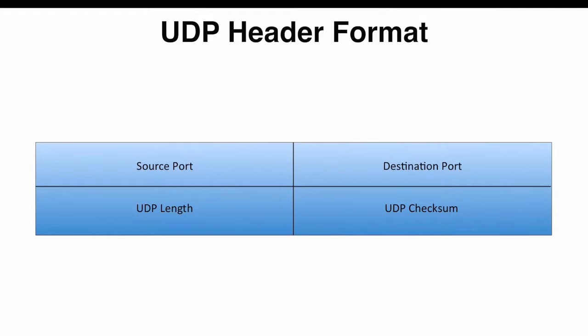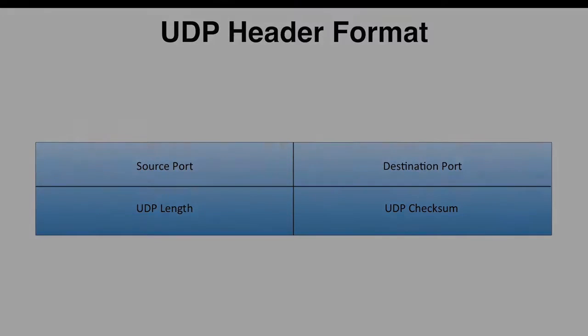We don't have many fields. We do have source and destination ports, much like the TCP header did. There is an optional UDP checksum, which can detect errors, and the other field is a length field, which says in bytes, how big is this UDP segment?